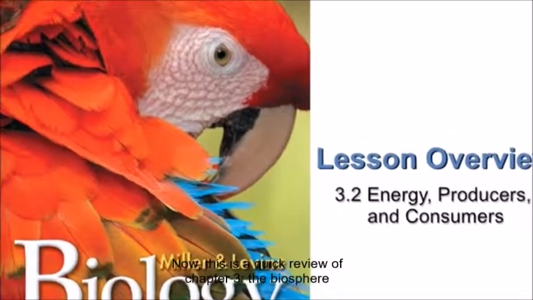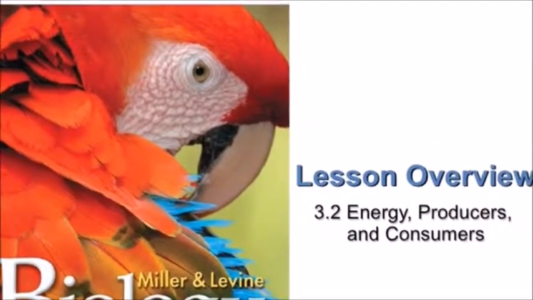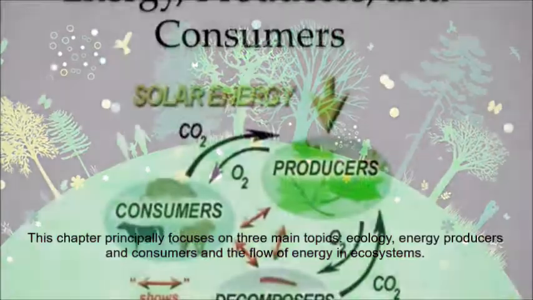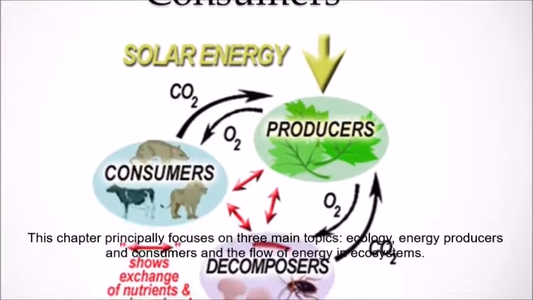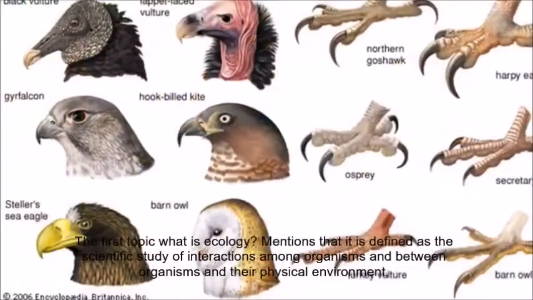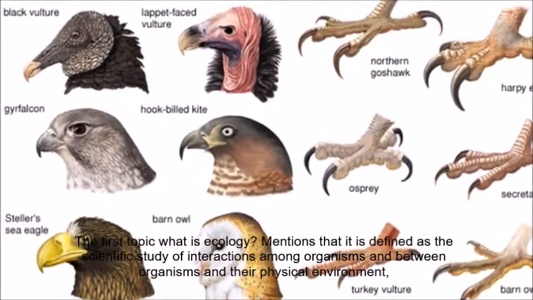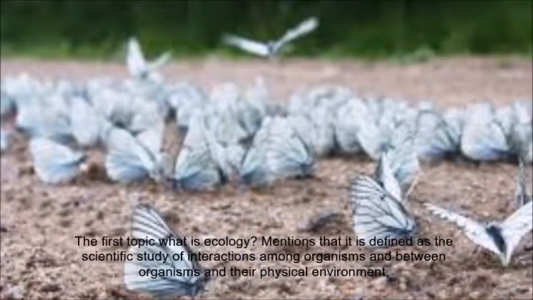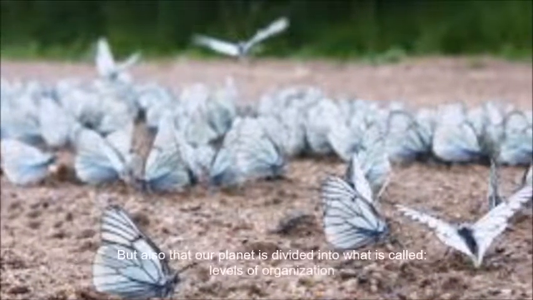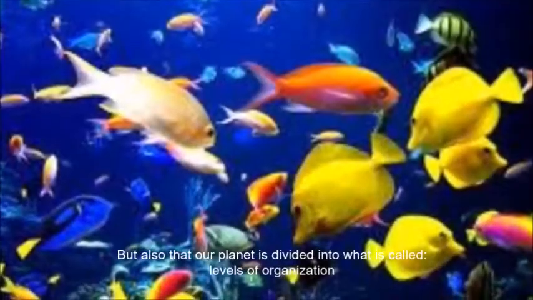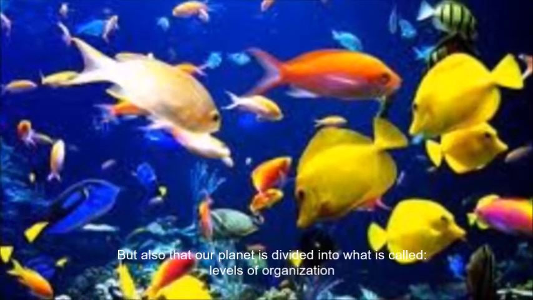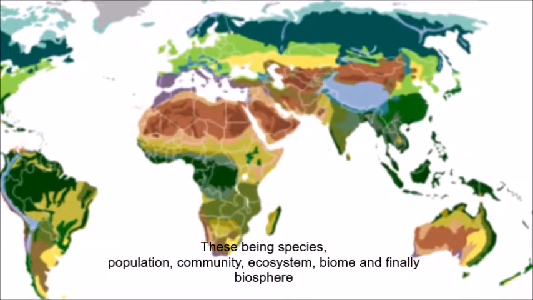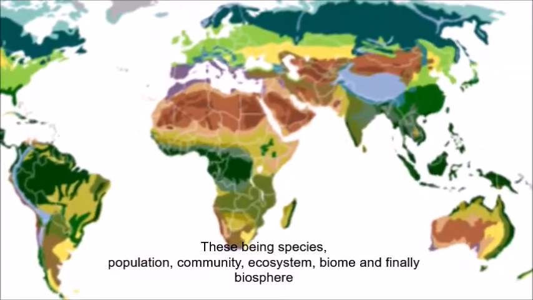Now this is a quick review of Chapter 3, the Biosphere. This chapter principally focuses on three main topics: ecology, energy producers and consumers, and the flow of energy in ecosystems. The first topic, what is ecology, mentions that it is defined as a scientific study of interactions among organisms and between organisms and their physical environment, but also that our planet is divided into what are called levels of organization. This being species, population, community, ecosystem, biome, and finally biosphere.